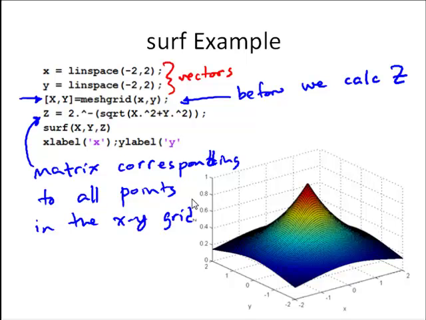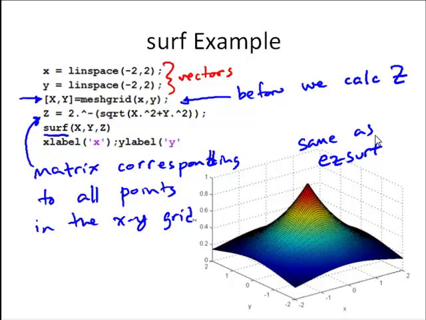So now we calculate z, and then we can use the surf command to create that surface plot, and then we can label it. So here we have the same plot. This was the same as the EasySurf example. But in this case, we've generated this from data.